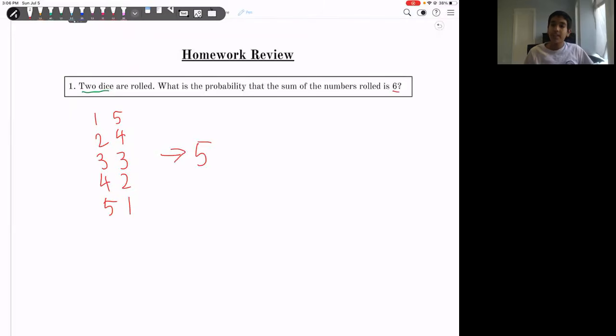And as we calculated in the previous class, there are 36 possible outcomes of 2 dice. So our probability is just 5 over 36.